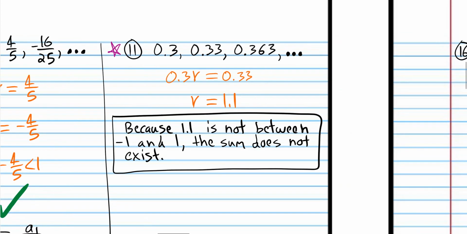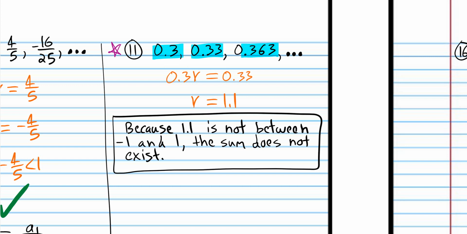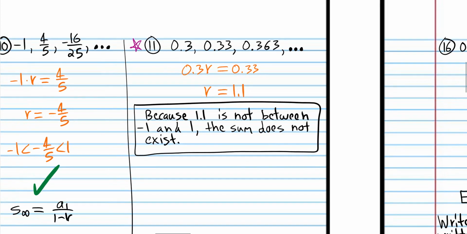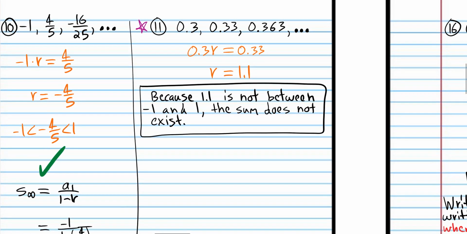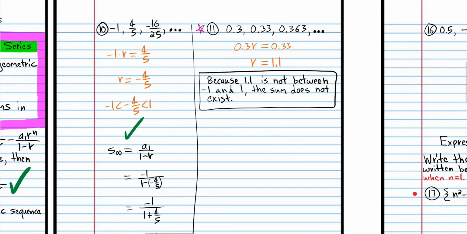So what this means is that these numbers are just going to get bigger and bigger and bigger, and so the sequence is not going to approach 0. In order for us to find an infinite sum, the terms have to approach 0, and that's not the case here, so we can't use our formula. If we use this formula, we're going to get a number that doesn't really represent the infinite sum.